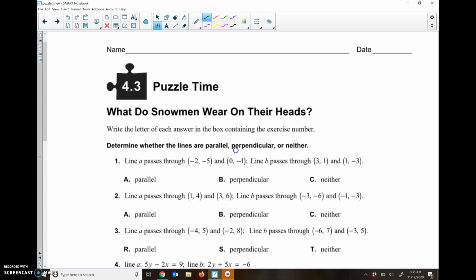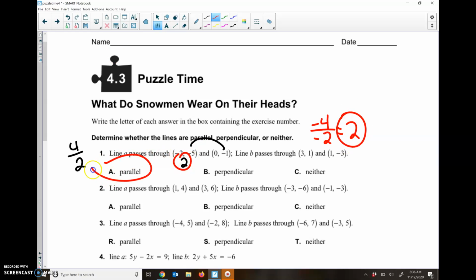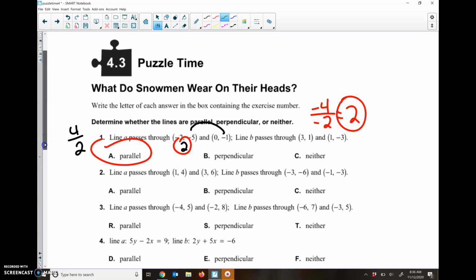So let's do some subtracting here. We got -1 minus -5 is 4. 0 minus -2 is 2. So our slope here for this one is 2. Let's do these pairs over here. We got -3 minus 1, that's -4. And 1 minus 3 is -2, so -4 over -2 is also 2, so I got 2 and 2. Those are the same, so that makes it parallel.